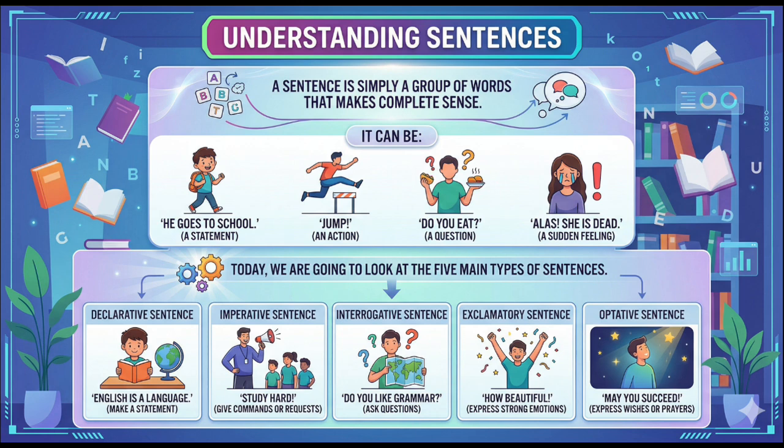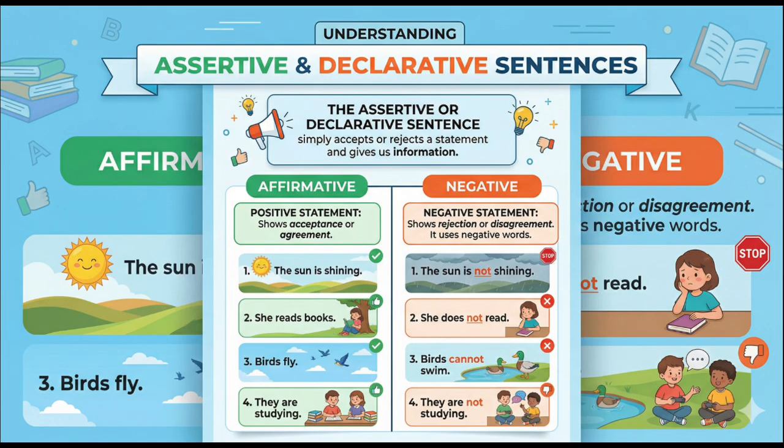Today, we are going to look at the 5 main types of sentences. Number 1, the assertive or declarative sentence. This type of sentence simply accepts or rejects a statement. It gives us information. We can divide this into 2 categories, affirmative and negative.